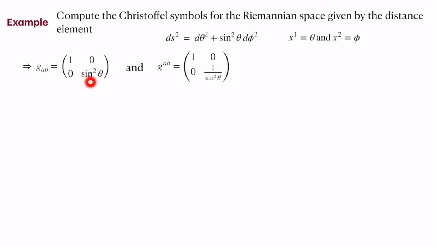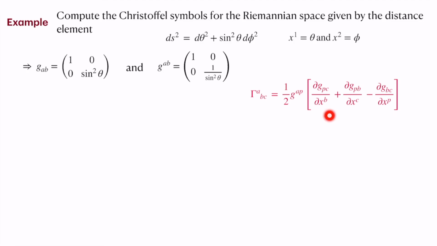The metric tensor is basically diagonal. That is, the diagonal components are 1 and sine square theta. We can easily invert this metric because it's simply diagonal, and each diagonal element becomes its inverse, so the upper-index metric tensor g^AB is given as 1 and 1 by sine square theta. Again, when theta becomes 0, there is a coordinate singularity here. Again, I am using indices: we are using Latin indices for 1 and 2. Only in 4 dimensions do we use Greek indices.